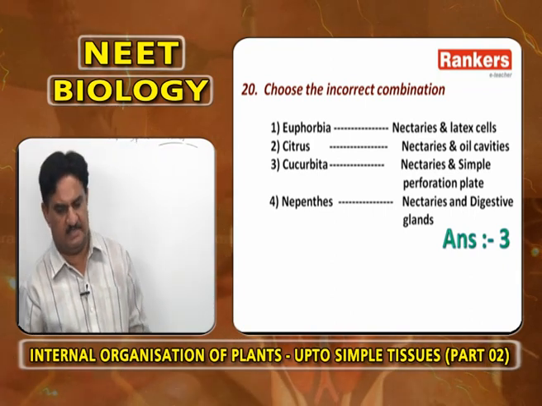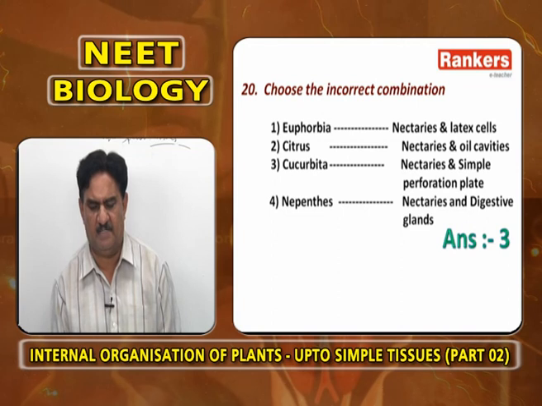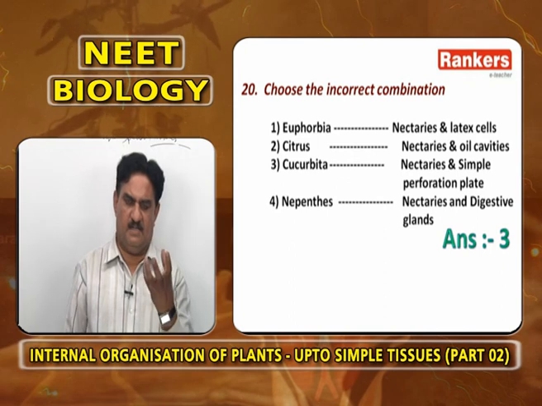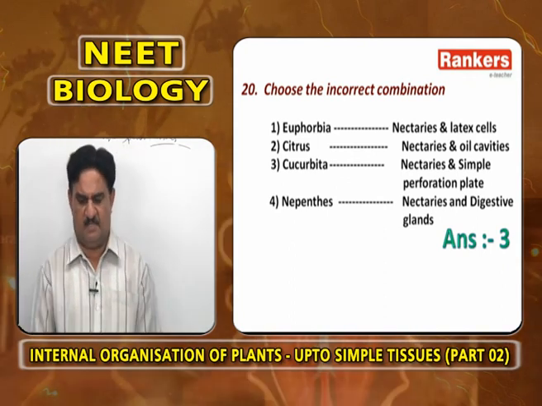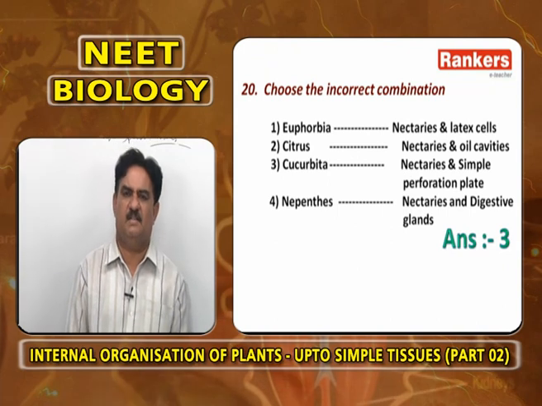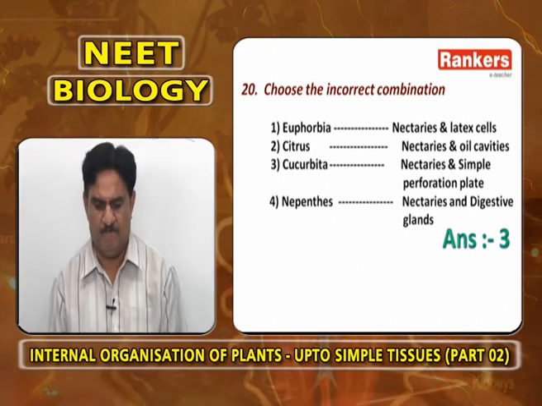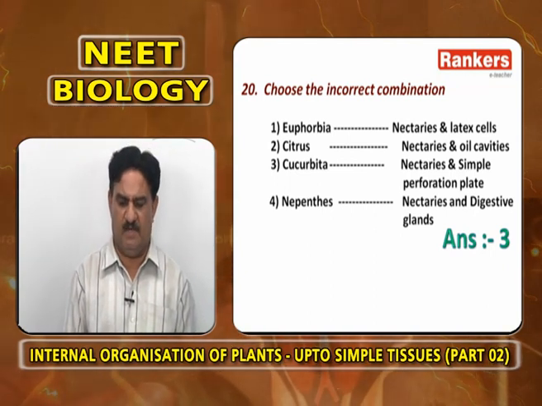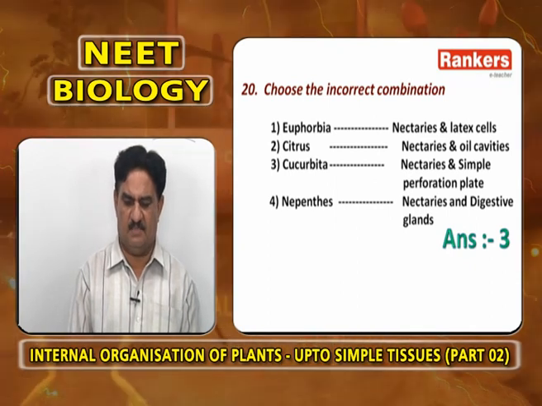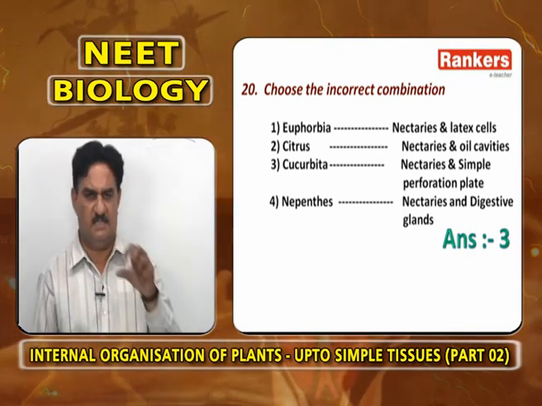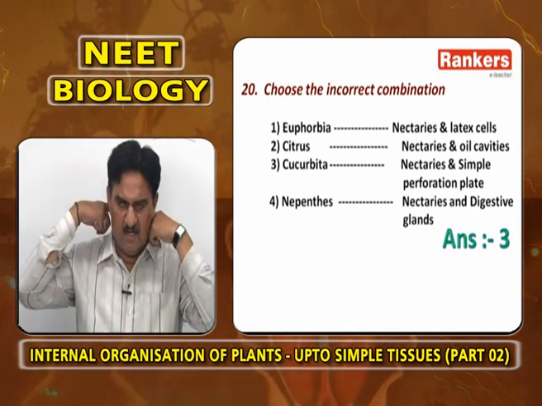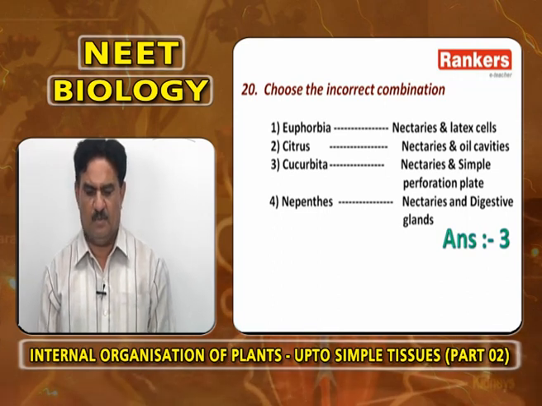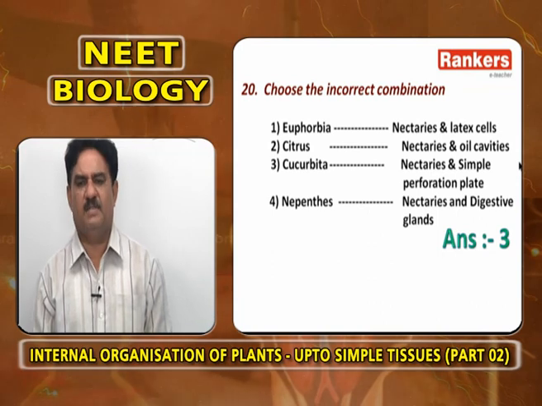Euphorbia, nectaries and latex cells is correct. It contains both nectary glands and latex cells. Citrus also contains nectary glands at the base of the ovary in a disc-like structure. Oil cavities are definitely present in the epicarp or pericarp of the fruit wall. Cucurbita, nectaries and simple perforation plate is wrong. It has multiple or compound perforation plates. Nepenthes, nectaries and digestive glands are correct. Nepenthes shows nectaries on the margins of the pitcher and digestive glands all along the inner walls of the pitcher. So the incorrect combination is Cucurbita, nectaries and simple perforation plates.